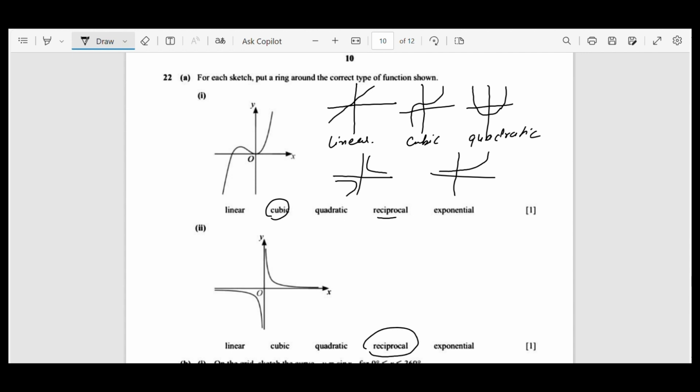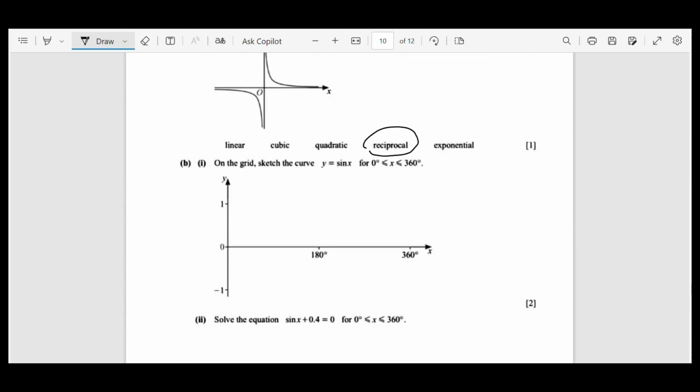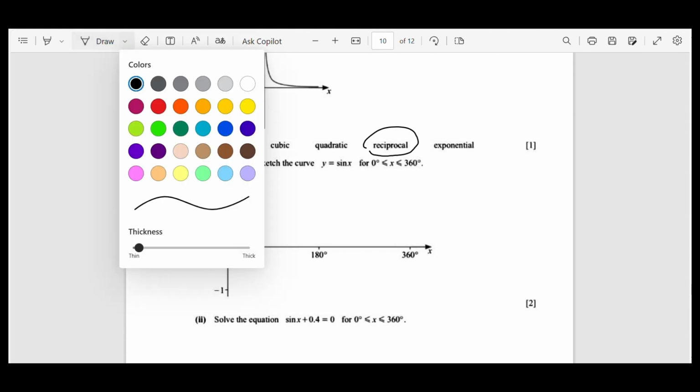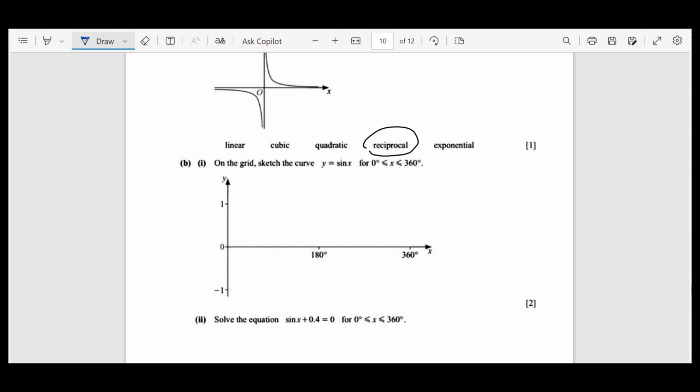Yes. Next, question number B part. On a grid, sketch the curve y is equal to sin x for x greater than 0 and less than 360. So for this, let's make the coordinate points. First we will mark in between this. This will be approximately 90 and this will be 270. Right? So we will first make the coordinate points. This will be x, this will be y.